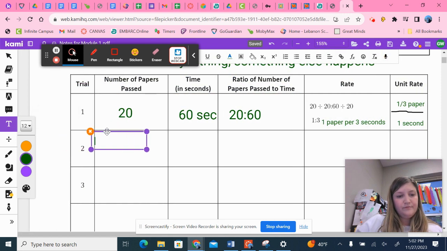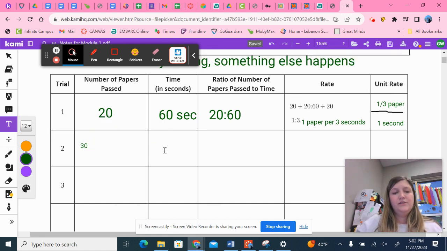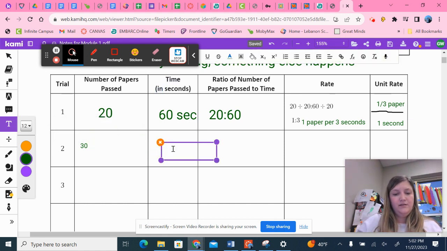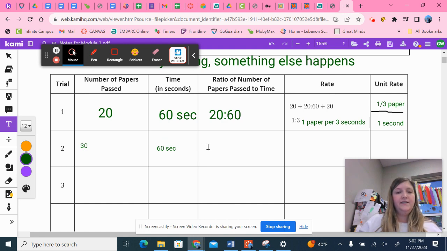This time though, we are going to give different numbers. So let's say as we're improving, we manage to get to 30 papers. Again, we're staying at 60 seconds to keep it constant. You know the importance of having constants in science. We have to keep it the same. So what would be the ratio I would write here? Papers passed to our time. What would that be? Good, it should be 30 to 60.